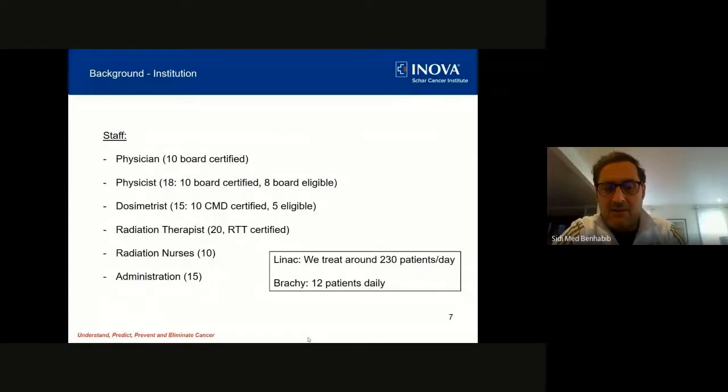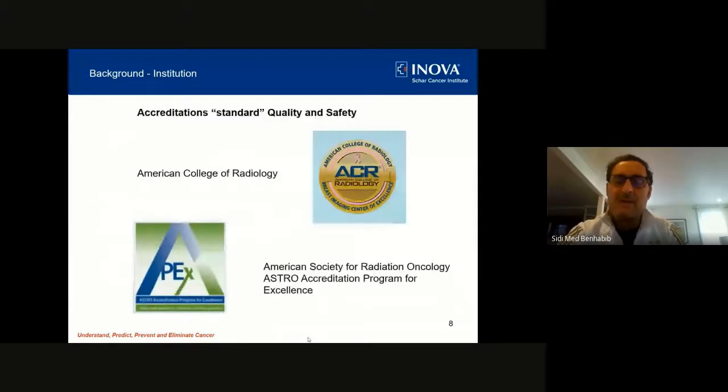Radiation therapists, about 20 radiation therapists. We have radiation nurses and administration. As you can see, the radiation department staff, from physicists, MDs, dosimetrists, it's many, many small groups. And we treat daily about 230 patients across the system with LINAC, and we have about 12 patients daily for brachy. Next slide, please.